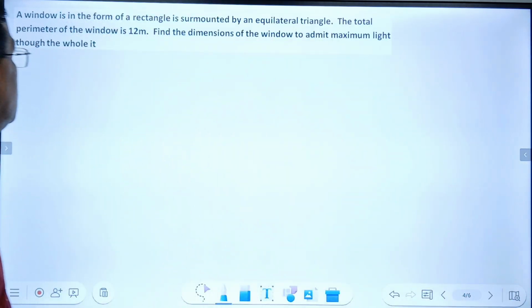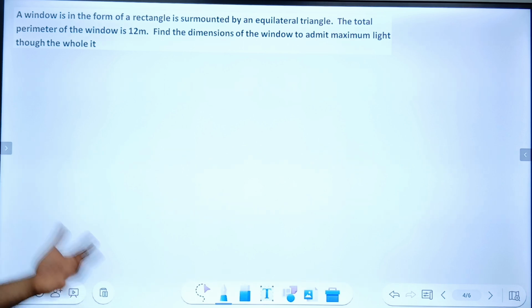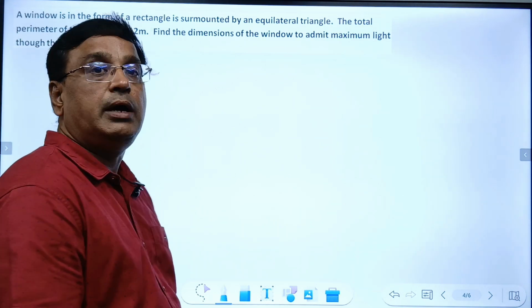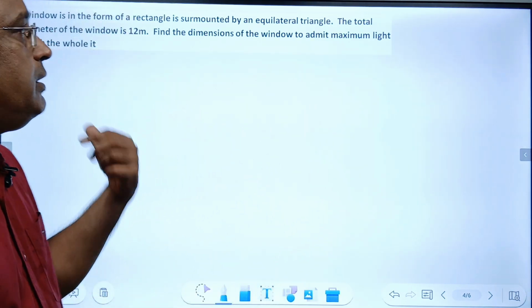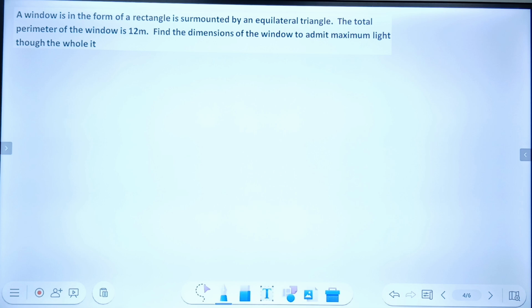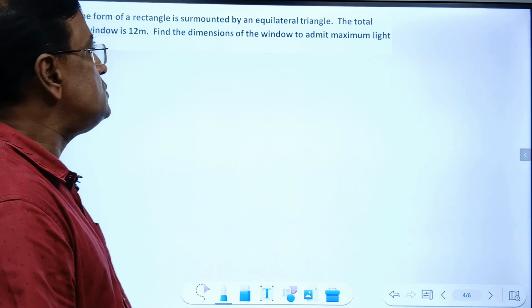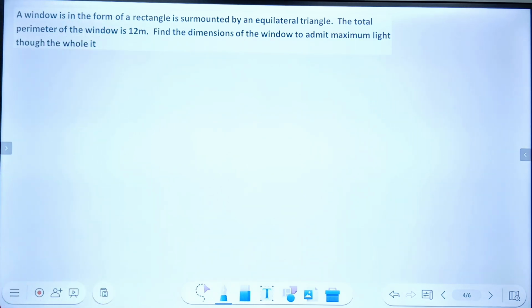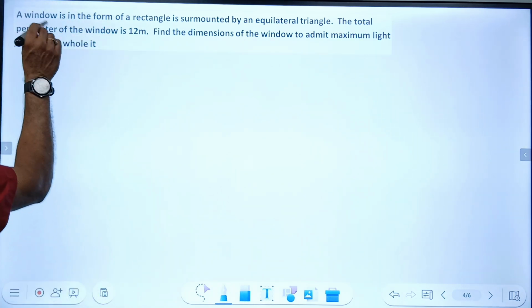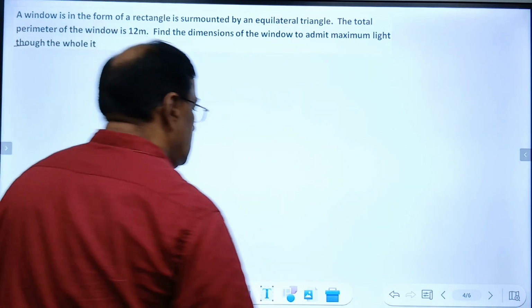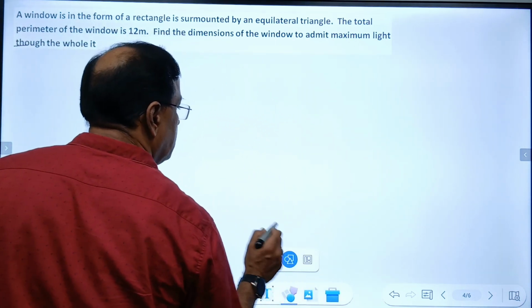Now let's go to another question, which is something similar to the previous one, which is not there in the NCERT, of course. The previous one is an NCERT question. A window is in the form of a rectangle surmounted by an equilateral triangle. In the previous problem, it was surmounted by a semicircular opening. Here it is an equilateral triangle. The total perimeter of the window is 12 meters. Find the dimensions of the window to admit maximum light through the opening. There's a small spelling mistake, just ignore it. Okay, now let's straight away get inside the problem.